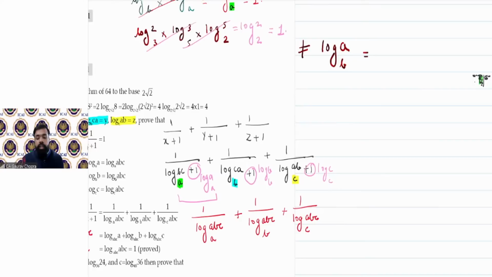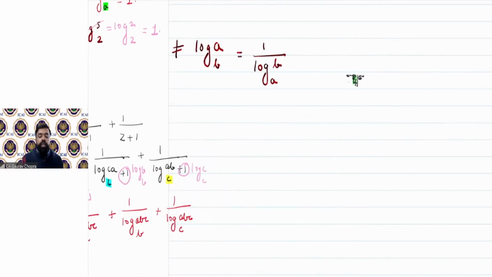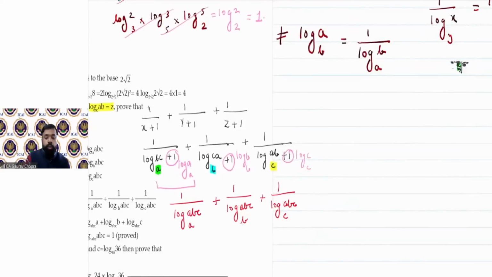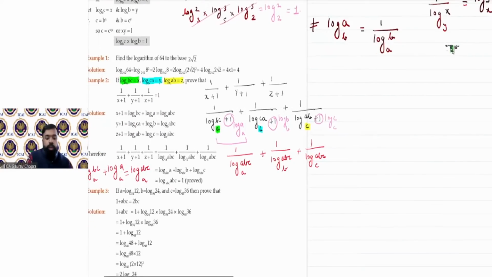So if we have to do this, send A to the base, then we will do the reciprocal, 1 upon log B and A will come in the base. Okay. So similarly, the reverse can also be done. Let's say if it is written 1 upon log x base y, then it can be written as log of y base x. Just do the reciprocal and x and y will interchange their position. So in the same way, here also we can do this.